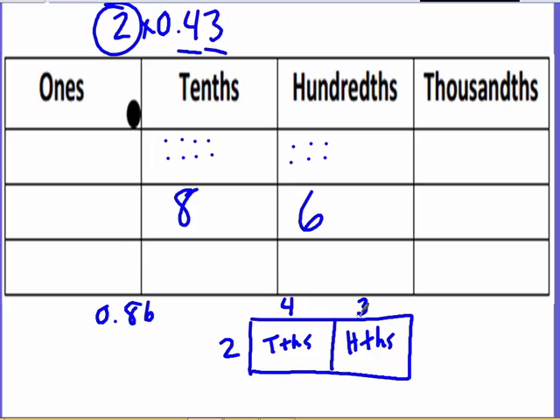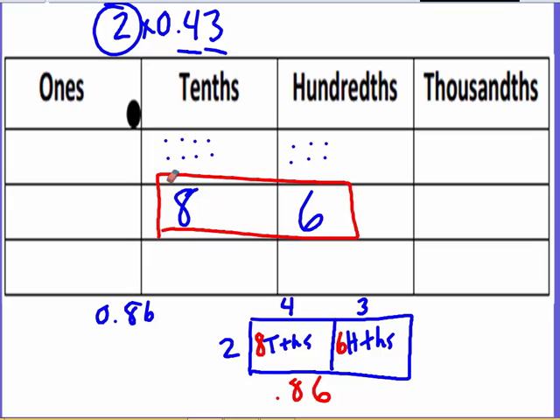So when I multiply these, what do I get? Well, here I get 2 times 4, which is 8 tenths. 2 times 3 is 6 hundredths. And I see that gives me the same thing as this dot plot type model. 8 tenths, 6 hundredths.